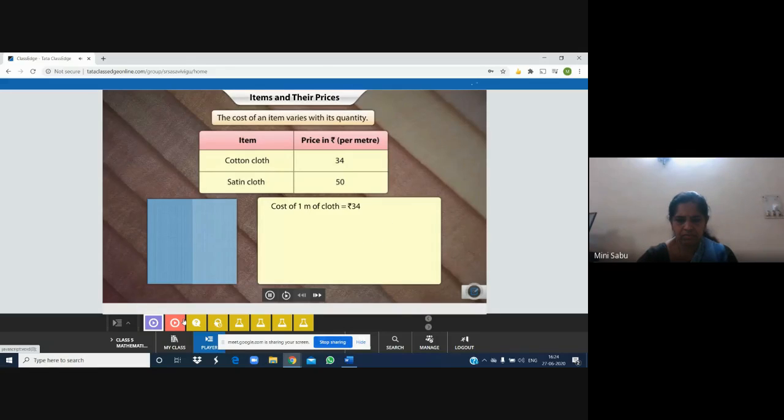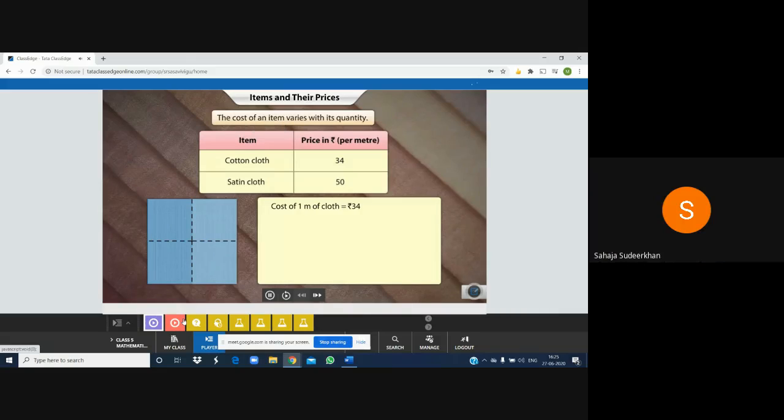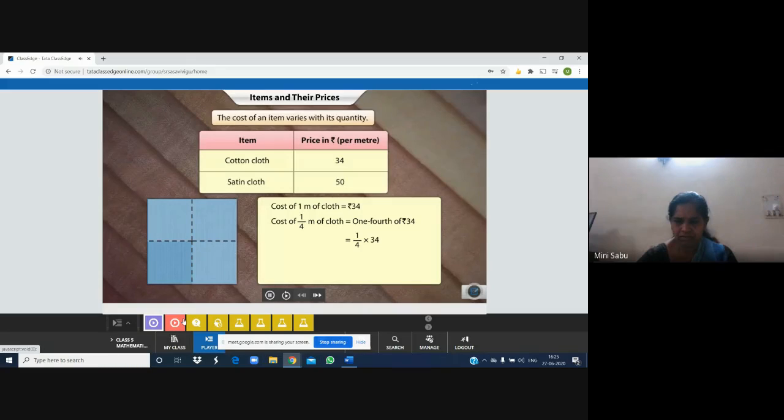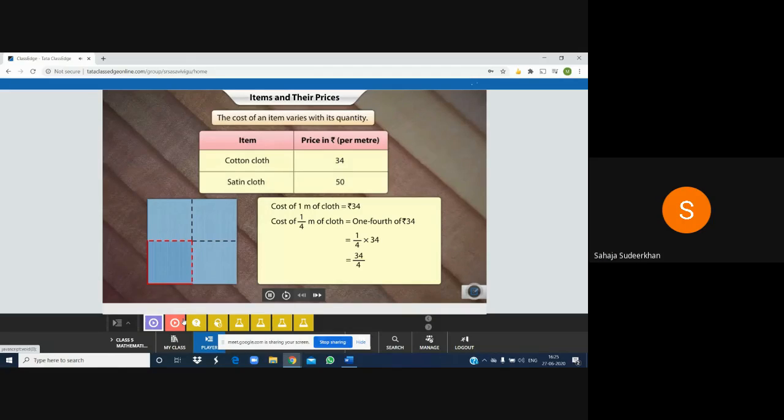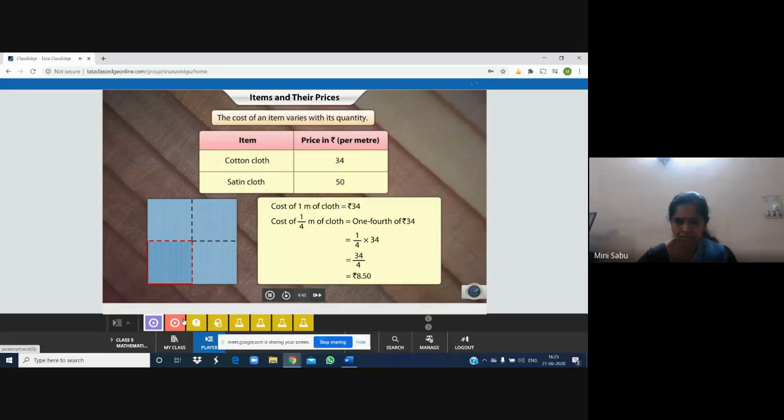Now, how much does 1/4 of the cloth cost? When we divide the cloth into 4 parts, we also need to divide the money into 4 parts. So, 1/4 of the cloth costs 1/4 of 34 rupees, which is 34 divided by 4. That is 8 rupees 50 paise.